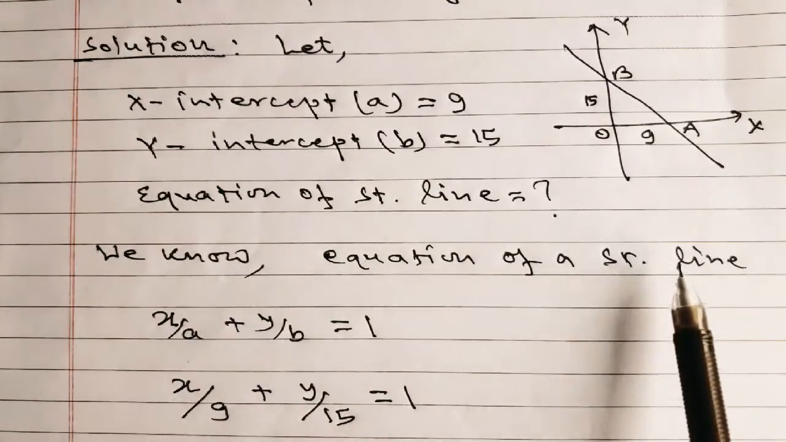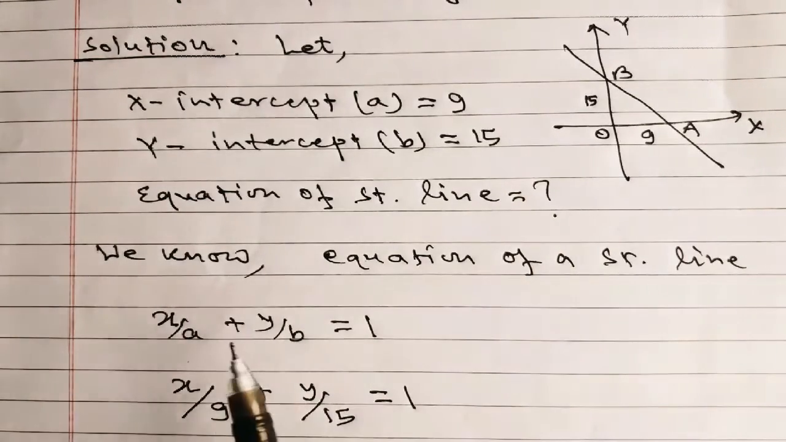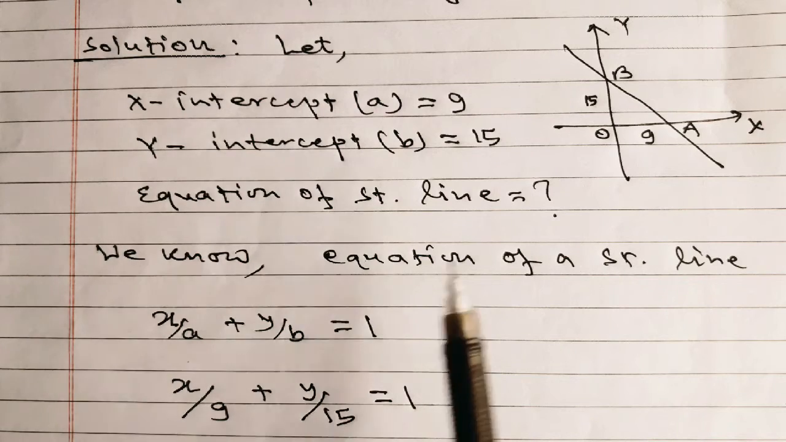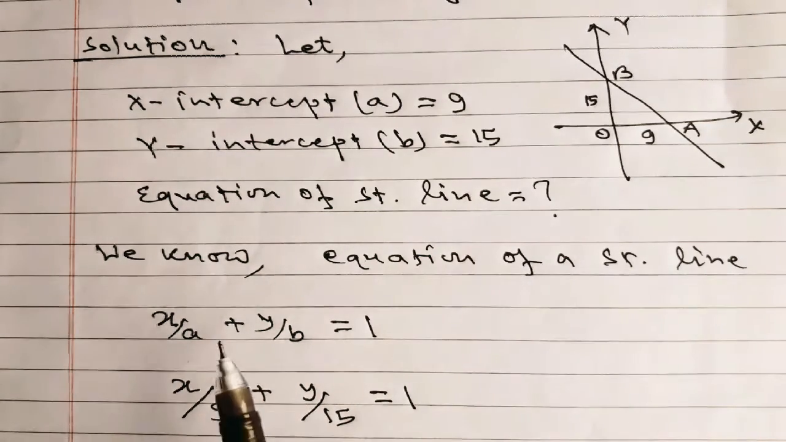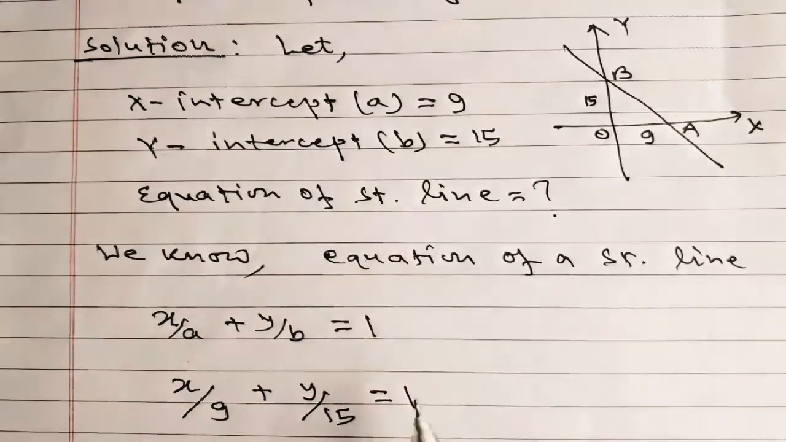Now we find the equation of the straight line. We know that when the x-intercept and y-intercept are given, the equation of a straight line is x by a plus y by b is equal to 1, which is also known as the equation of a straight line in the double intercept form. The value of a is 9, and the value of b is 15. So we get x by 9 plus y by 15 is equal to 1.